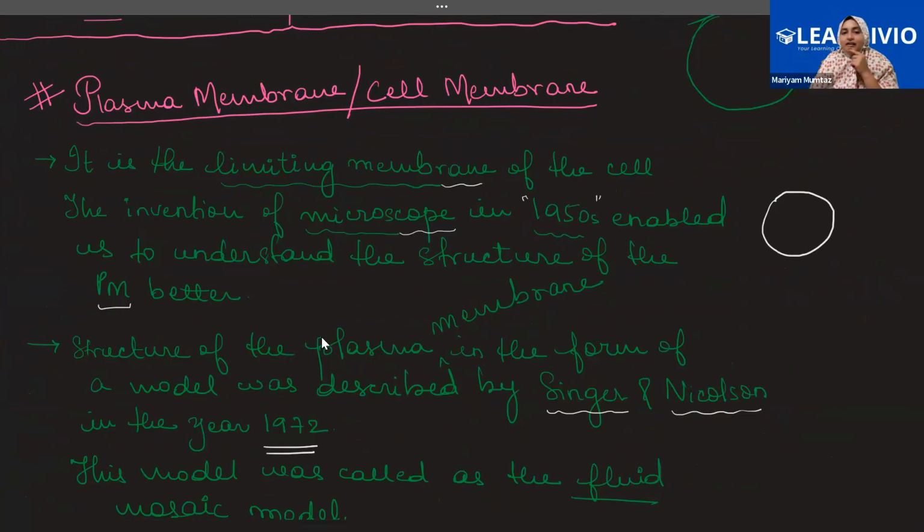Okay. Now, talking about the plasma membrane, or you can also call it the cell membrane. It is the limiting membrane of the cell. Limiting membrane meaning the outermost layer of the cell. The invention of the microscope in the 1950s enabled us to understand the structure of the plasma membrane better. Initially, people gave theories about how it would be like, but when the microscope got invented, it was understood in a very clear picture way.